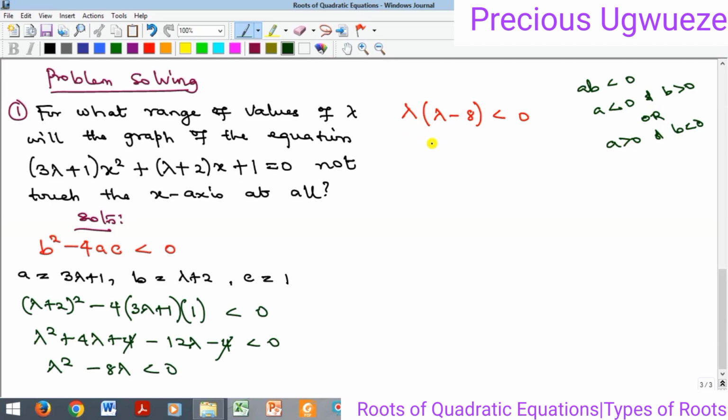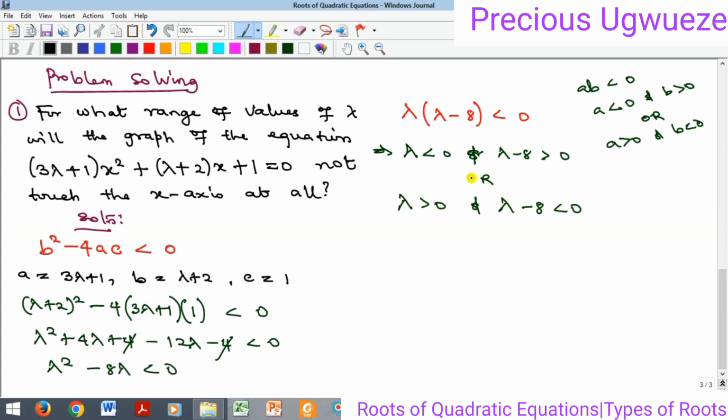So for our lambda times lambda minus 8 to be less than 0, it implies that either lambda is less than 0 and lambda minus 8 is greater than 0, or that lambda is greater than 0 and lambda minus 8 is, in this case, less than 0. Okay, and now when you have this situation, what are you going to get?